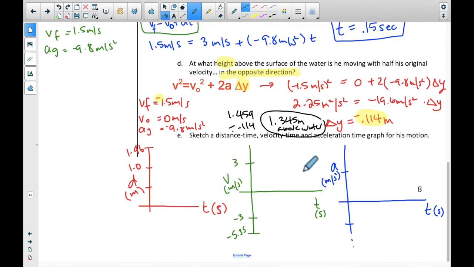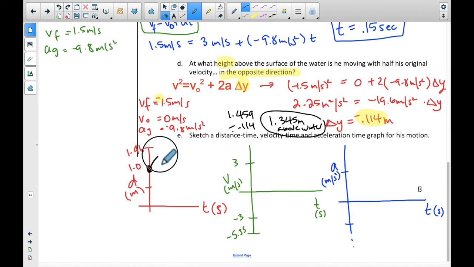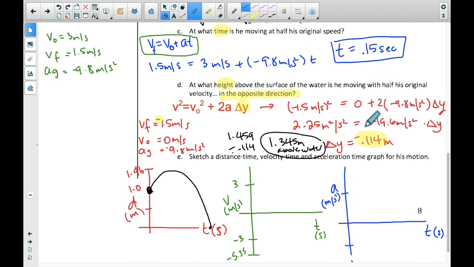Okay, last thing, sketch a distance time, velocity time, acceleration time graph for this motion. So this time, he starts 1 meter above the water, and the max height is 1.46. We had that up there, right? Yep, 1.46. And so he's going to jump up, get to that point, and then come back down and come all the way down here to the end. And we did calculate how long that takes. I was wrong. I thought we had calculated how long that takes, but we actually didn't. So we don't have any information here. We do have this 0.15 seconds, but we don't know how long it took for the whole thing, at least as I'm looking at it.